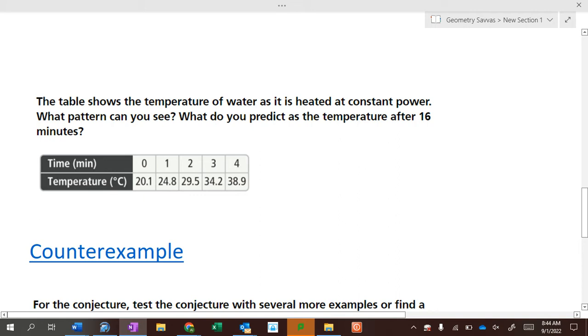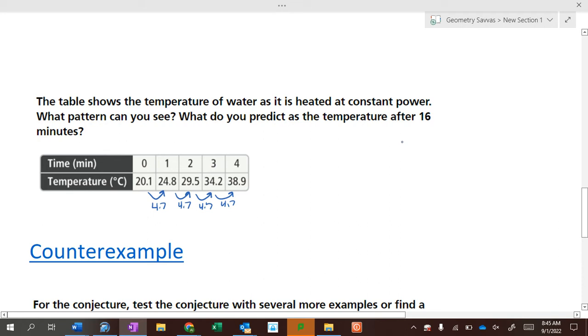In this table, water is heated at a constant power. What do you see? What do you see that's happening here? It's increasing by how much? Is it 4.7 every time? Sure looks like it. Okay.